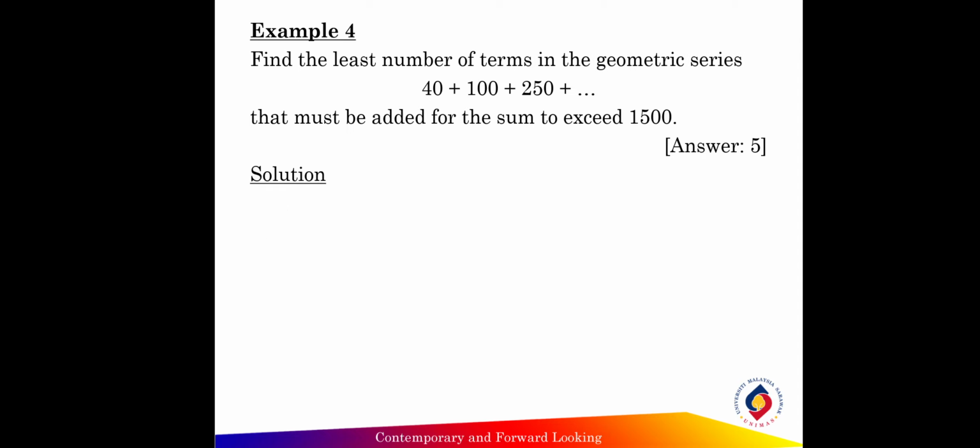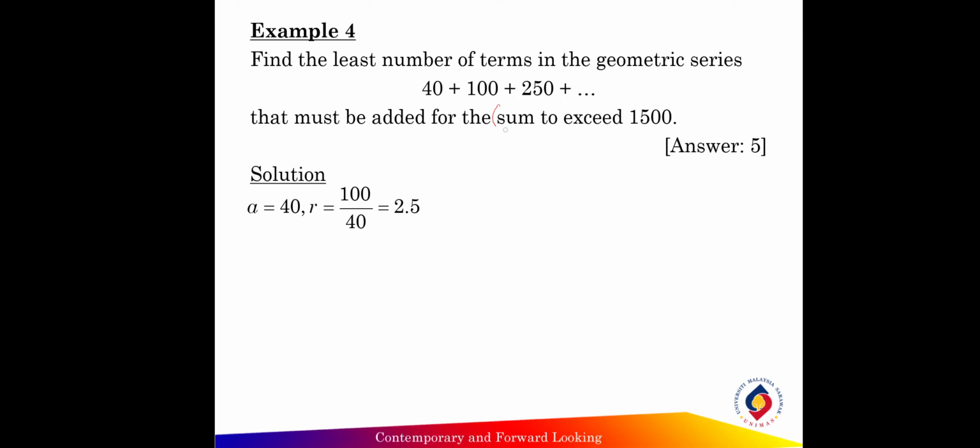Let's quickly go into example 4. Find the least number of terms in the geometric series 40 plus 100 plus 250 and so on, that must be added for the sum to exceed 1500. Same as we have done every time, we have to get the first term, which is 40, and the common ratio, by dividing the second term by the first term, you will get 2.5.